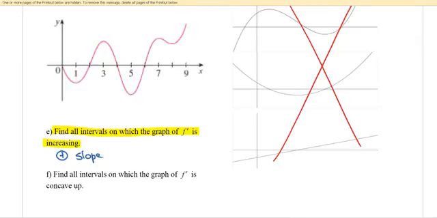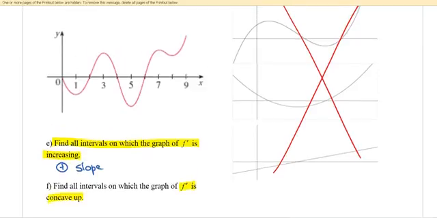The last question is find all intervals on which the graph of f prime is concave up. Okay, so concave up means you look like this, concave up. So I'm concave up here from 0 to 2. I'm concave up from 4 to 6, and I'm concave up between 7.5 to about 9. So that's where I'm concave up, so just write your intervals for that.